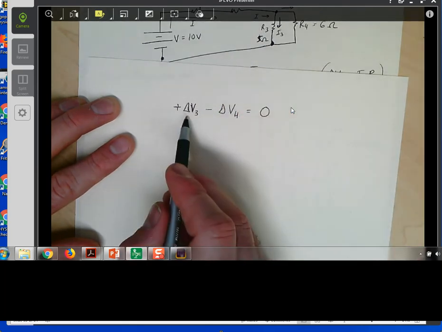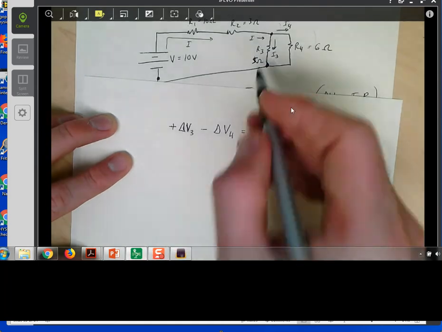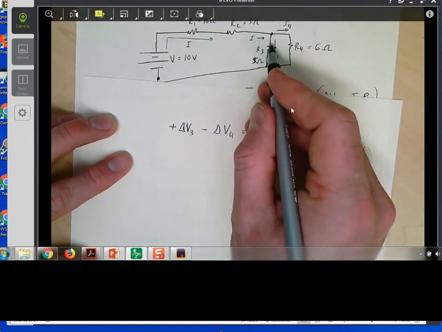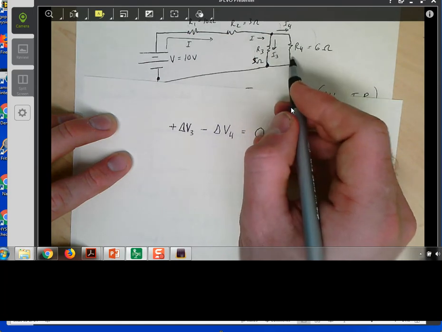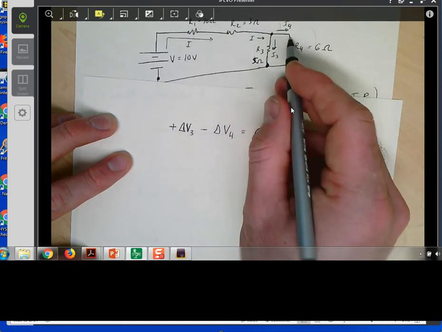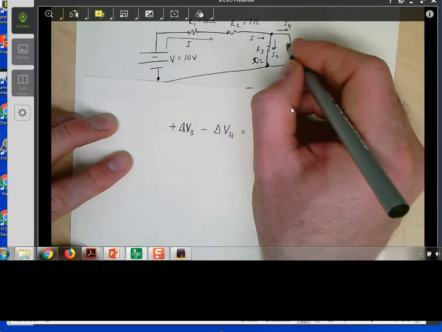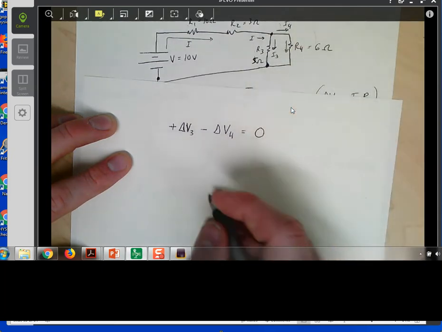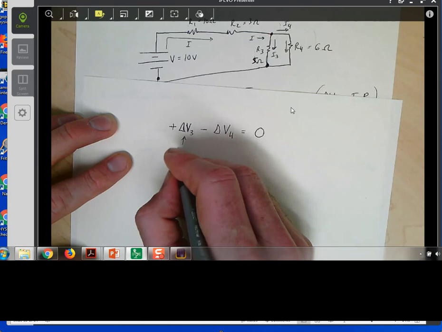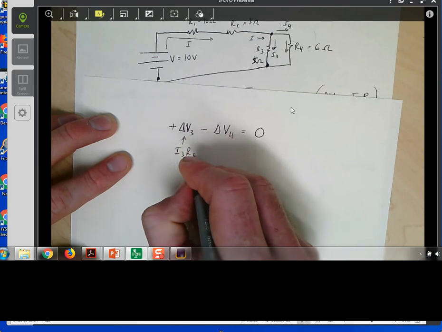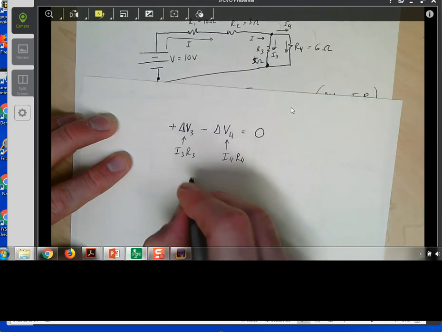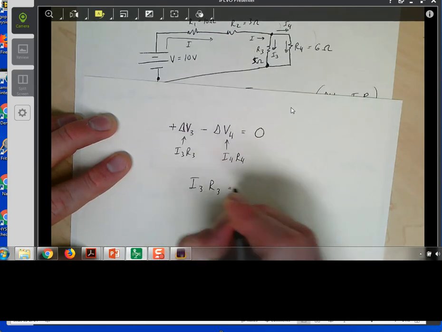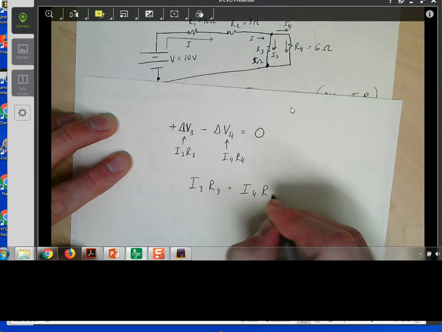So why was the V3 plus? It's because we were going in the opposite direction of current. The V4 is being minus because we're going in the flow of current, so I4 flows down through here. Finally, we can see that V3 is equal to I3R3. V4 is equal to I4R4. Therefore, I3 times R3 is equal to I4 times R4.